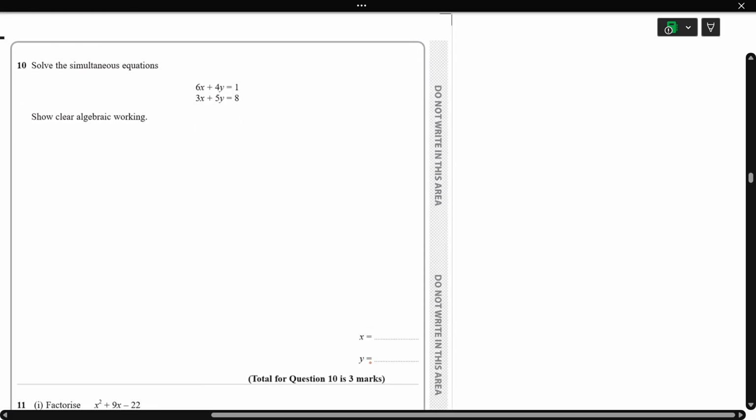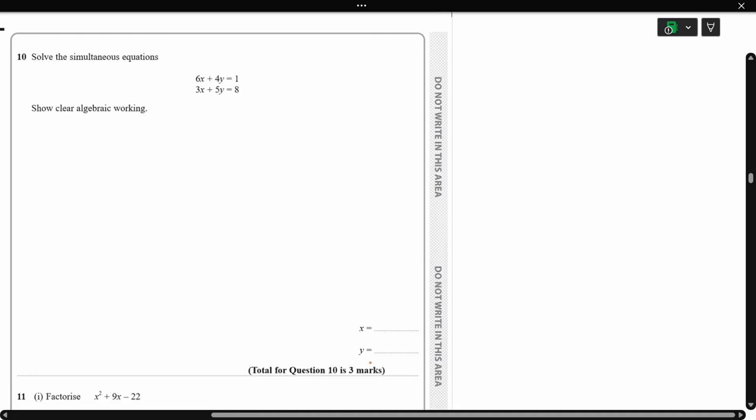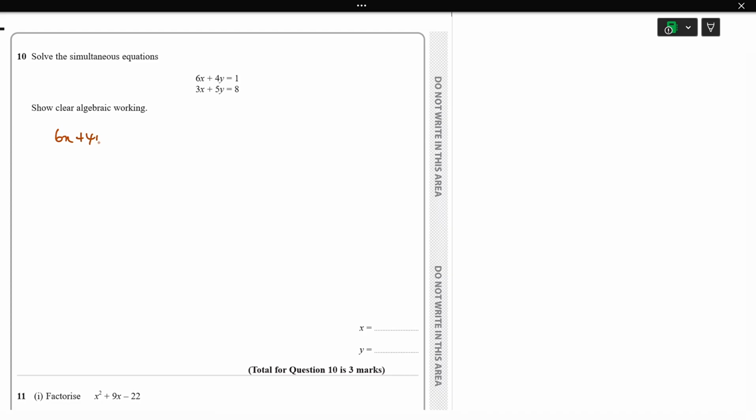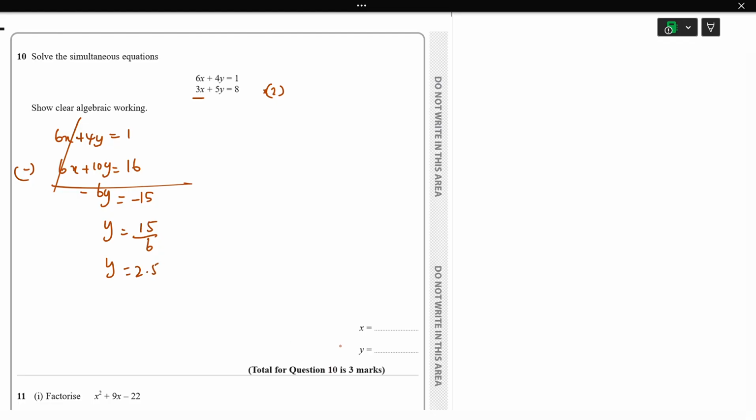Next question. Solve the simultaneous equations. Show your algebraic working. The first equation I'll write as it is, 6x plus 4y equals 1. The second equation I multiply by 2 because I'm making the x terms the same, so 6x plus 10y equals 16. I'll subtract the two equations, so the x terms cancel and become 0. So negative 6y equals negative 15. When subtracting, all the signs change in the last one. So y equals 15 over 6, which is 2.5. So the y answer is 2.5.